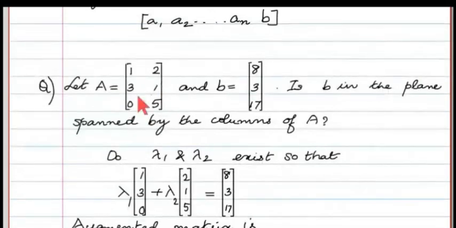Let A equal to 1, 2, 3, 1, 0, 5 and b equal to 8, 3, 17. Is b in the plane spanned by the columns of A? So do lambda 1 and lambda 2 exist, so that lambda 1 into the first column, that is 1, 3, 0, plus lambda 2 into the second column, that is 2, 1, 5, is equal to b? b is 8, 3, 17.